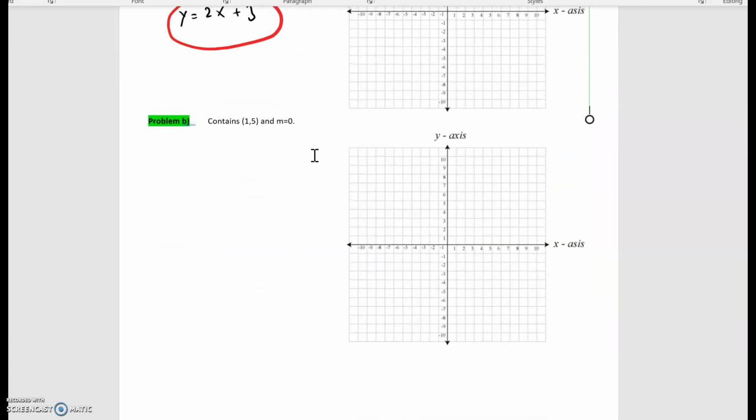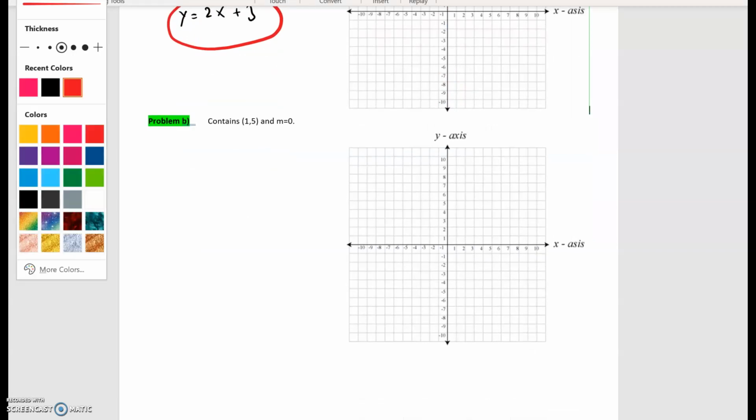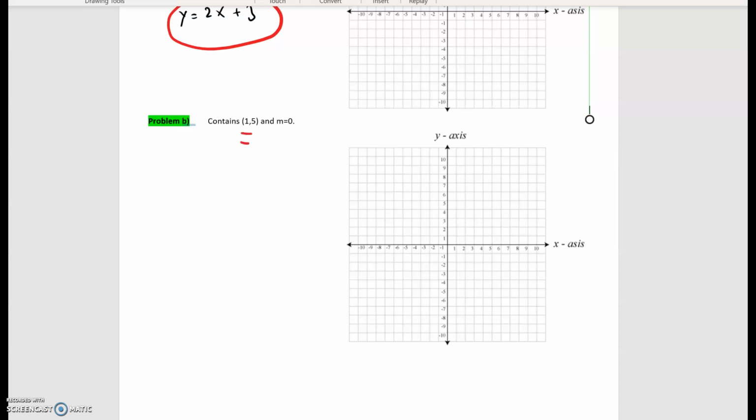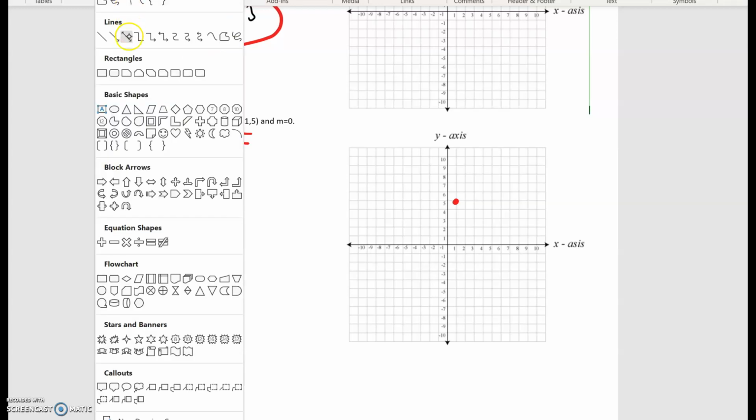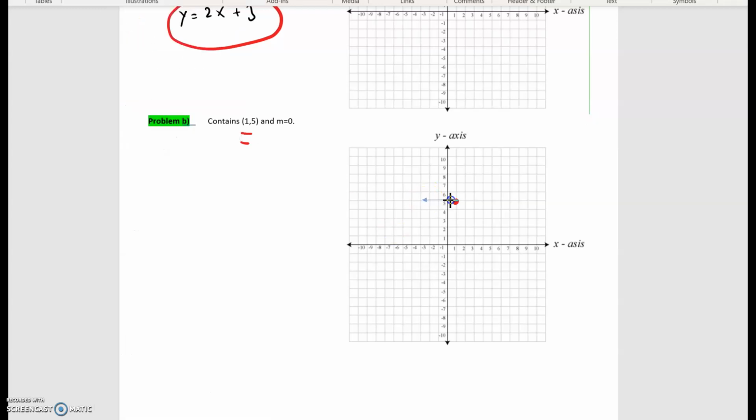Let's go to problem 2. This one is much easier to come up with a solution. It has to contain (1, 5). That's your coordinate point, and a slope of 0. That means that we're talking about a horizontal line. Let me do the sketch first. So our horizontal line passes through the y value of 5.